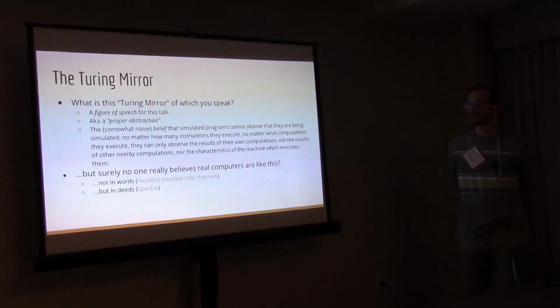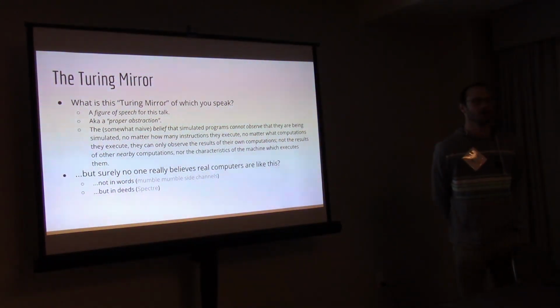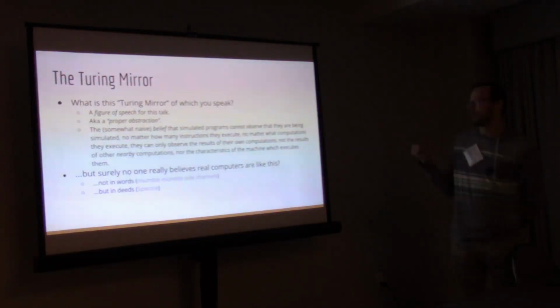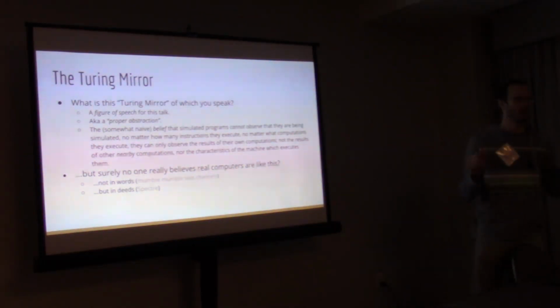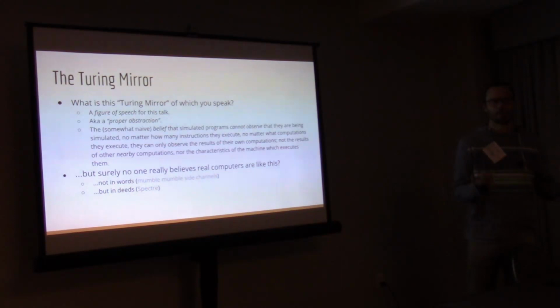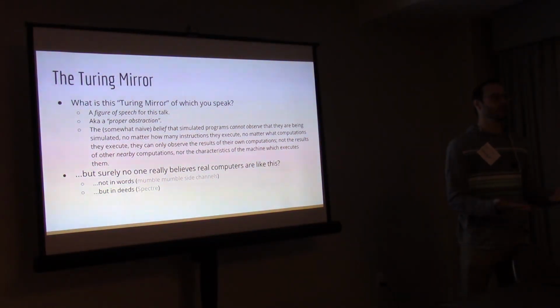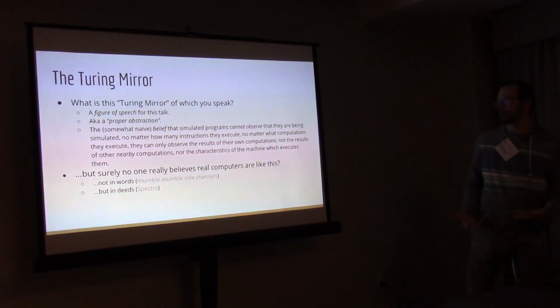So I'm using this term Turing mirror just in this talk. It's just a figure of speech. You can roughly think of the Turing mirror as another name for a proper abstraction. So imagine that you have a simulation of a program. The program can't tell it's being simulated. It can't see into the hardware state. It can't see any of the emulation which is necessary to run the program.